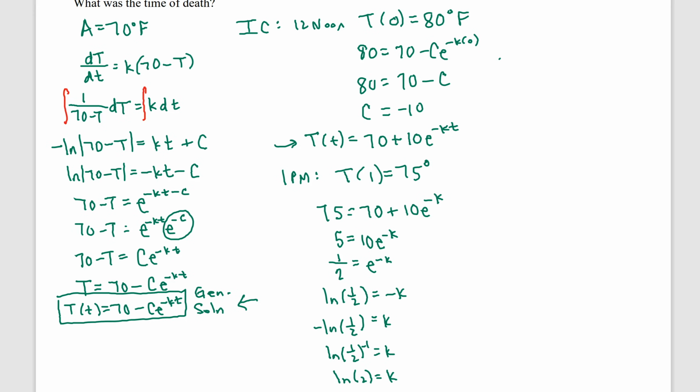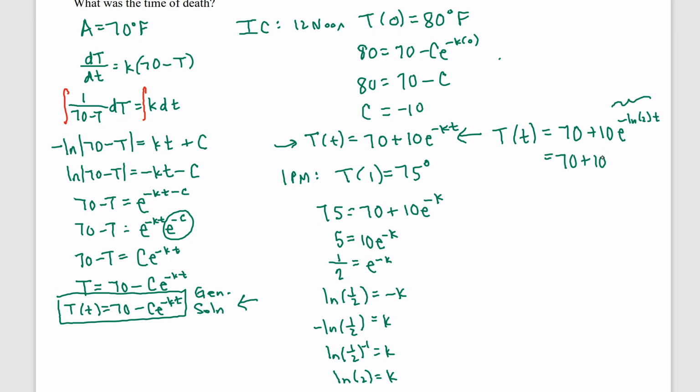So let's go back once again and revisit our solution. Let's use this one right here and update it. We're going to replace K with natural log of 2. So our particular solution then would be 70 plus 10 times e to the negative natural log of 2 times t. Now, before we start answering the question, let's simplify this expression right here.